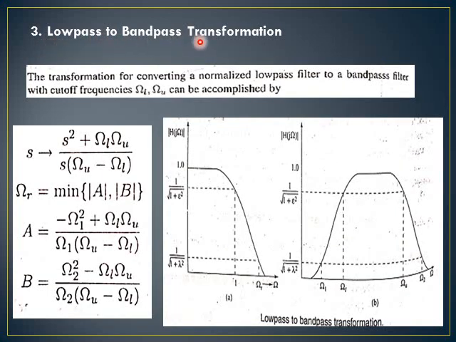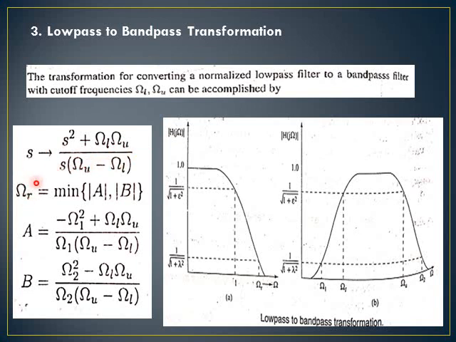Third one, low pass to band pass transformation. The transformation for converting a normalized low pass filter to a band pass filter with cutoff frequency omega L, that is the lower frequency, omega u, the upper frequency, can be accomplished by replacing s by s square plus omega L into omega u divided by s into omega u minus omega L.